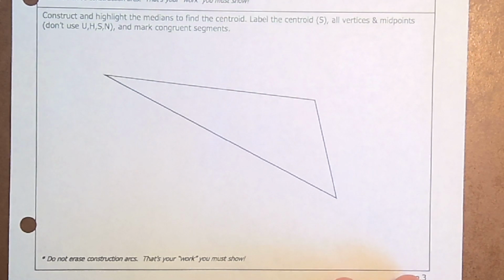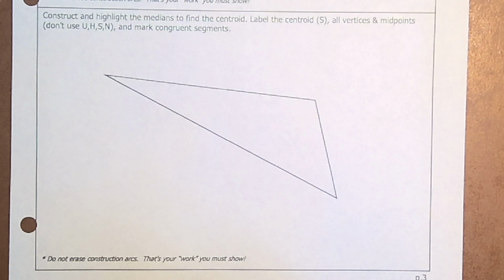You're going to find the medians to construct the centroid. You're going to label it S. You're going to label all the vertices, all the midpoints. Put your congruent marks. Don't use U, H, S, or N for your vertices or midpoints. And then find one median. Find the long side of the median from the centroid to the vertex. Bisect it. Find the midpoint. And then check your measurements to make sure that it's cut into a 1:2 ratio. All right, good luck.